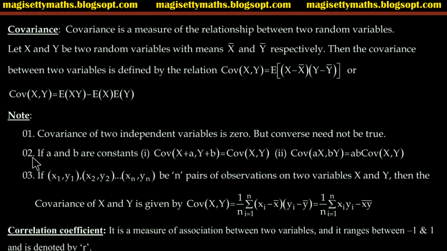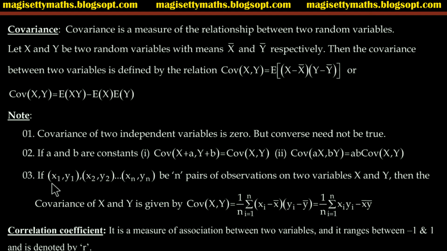Coming to point number 2, if small a and small b are constants, then covariance of x plus a comma y plus b equals covariance of x comma y. Covariance of ax comma by equals ab into covariance of x comma y.